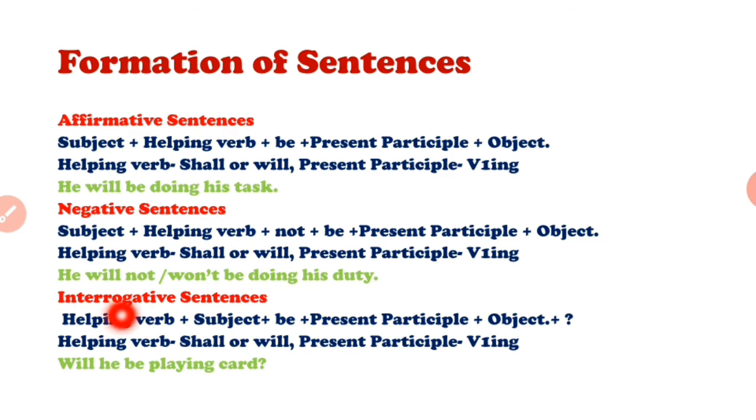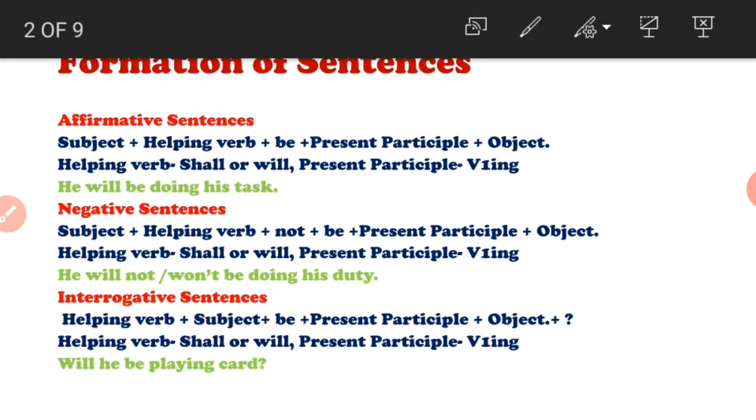Next is interrogative sentences. Here you can check helping verb, subject, be, present participle plus object plus sign of interrogation. Helping verb I have again described, shall, will. Present participle means first form of verb with ing. Here you can check at last, here we can use one tool. We can check this one.